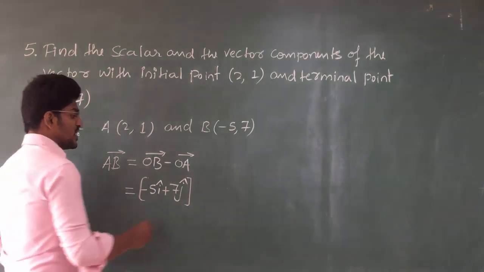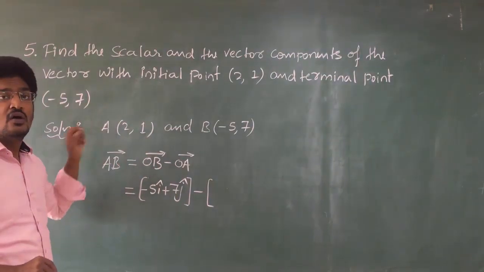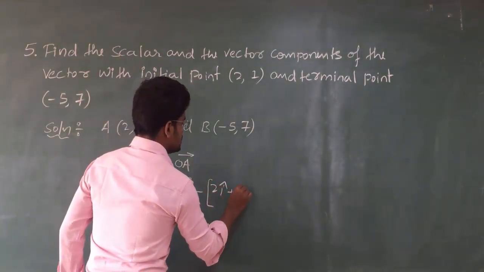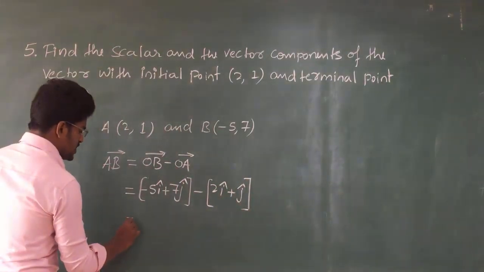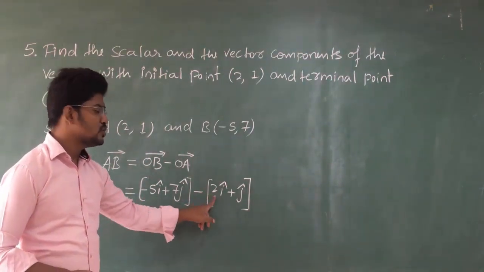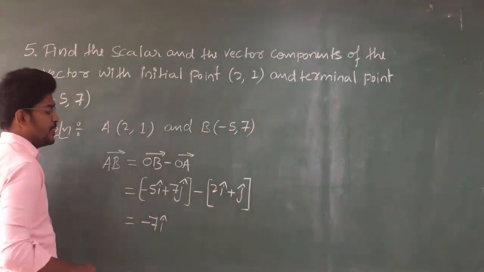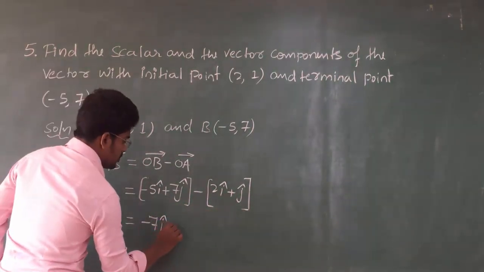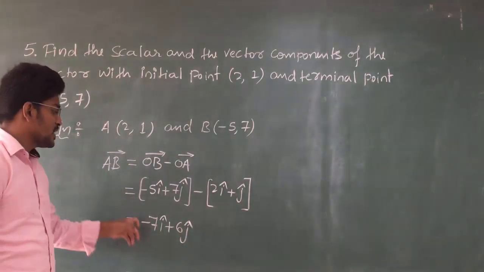Okay. So now let us go for the OA vector. How to write the OA vector now? You can write it as 2i cap plus j cap. So from this we can write, see here, minus 5i cap minus 2i cap, so it will be minus 7i cap. And 7j cap minus j cap will be plus 6j cap. Clear? So this is your vector AB.